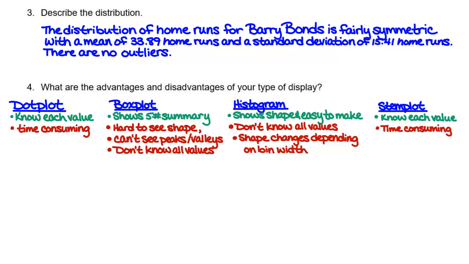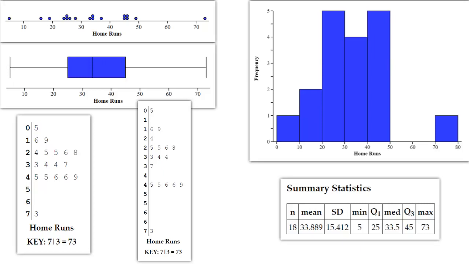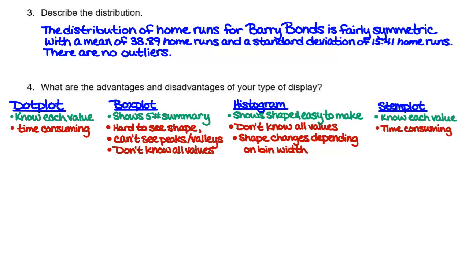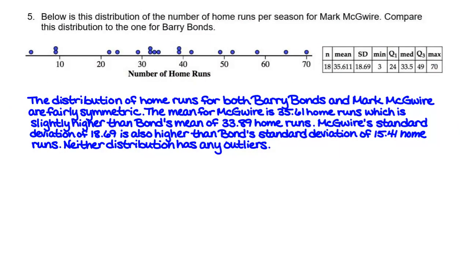How do the spreads compare? How does the variability compare? Is one higher than the other? Which one's higher? Mark McGwire is higher. He's got a standard deviation of 18.69. Barry's was 15.41. So he's got a slightly higher standard deviation. And then, do either of these have outliers? Not really.